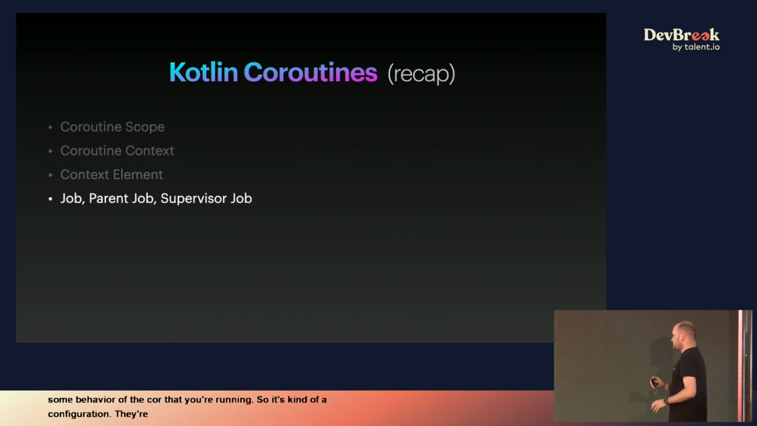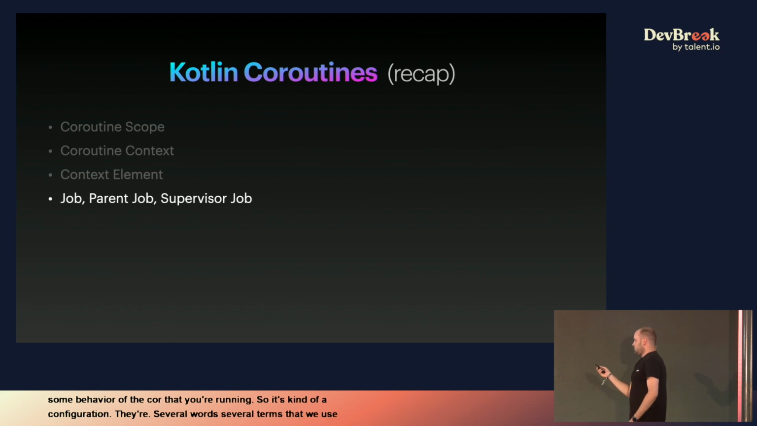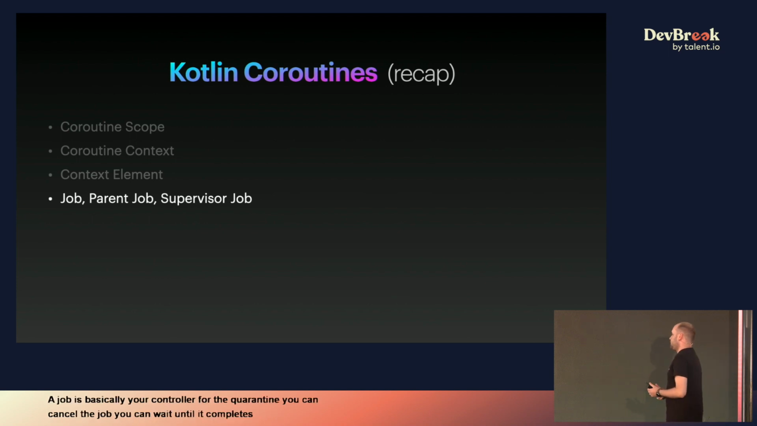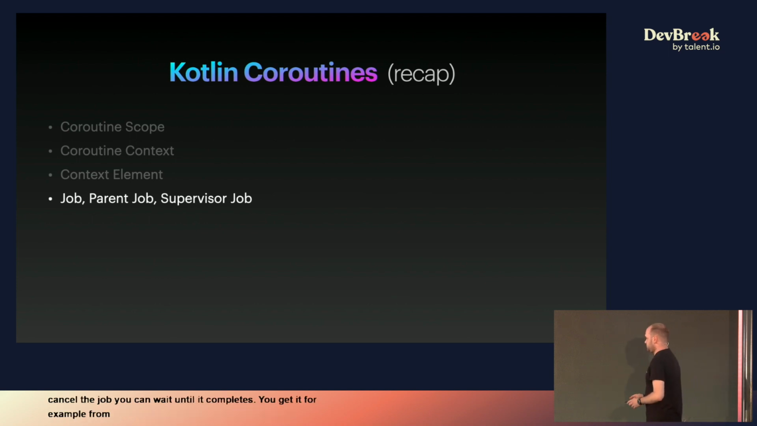There are several terms that we use. A job is basically your controller for the coroutine. You can cancel the job. You can wait until it completes. You get it, for example, from the launch function. There's a parent job for all coroutines that run from a coroutine scope.